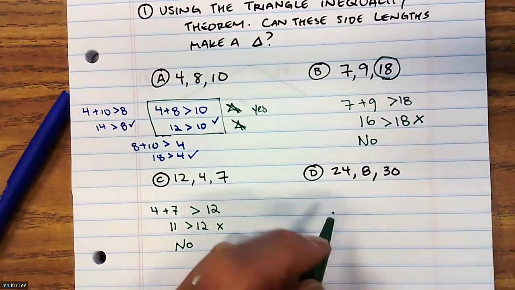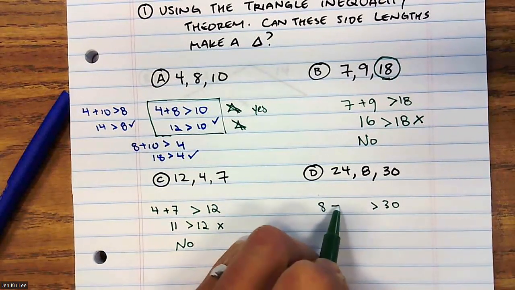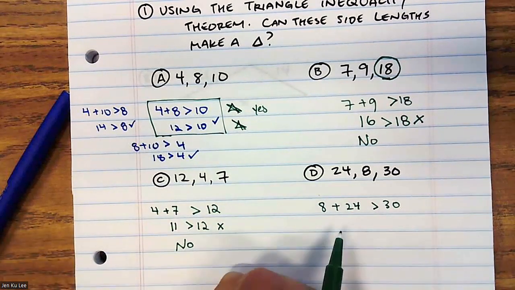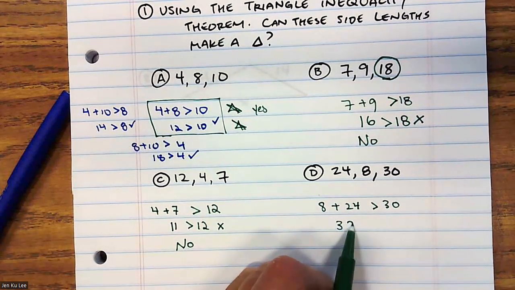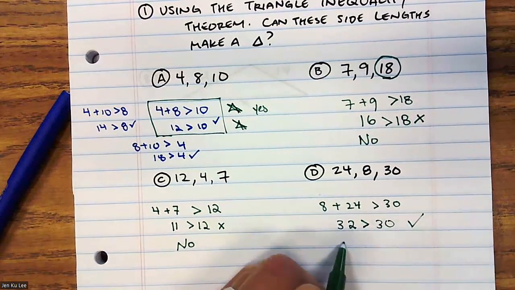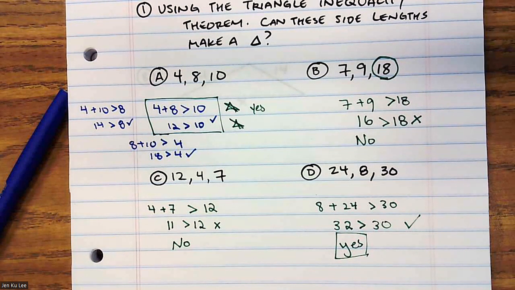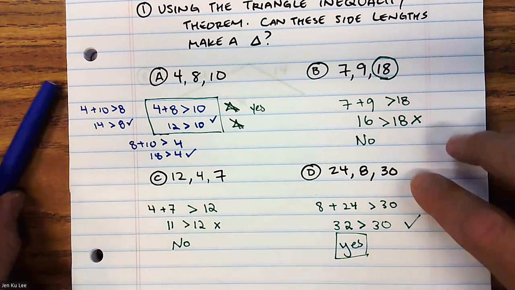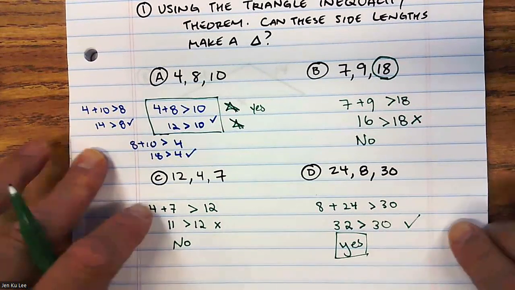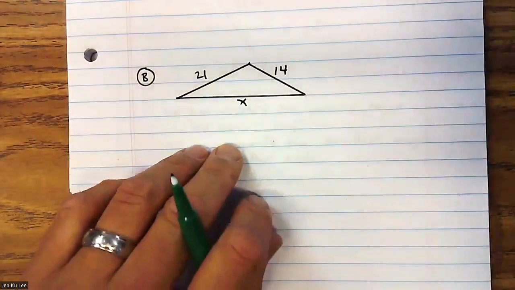8, 30, and 24. 30 is my longest side. 8 plus 24, that's what? 32, which is greater than 30. Yes, so it's a yes. Okay. Does that idea make sense, class? Yeah. All right. So that is the triangle inequality theorem.